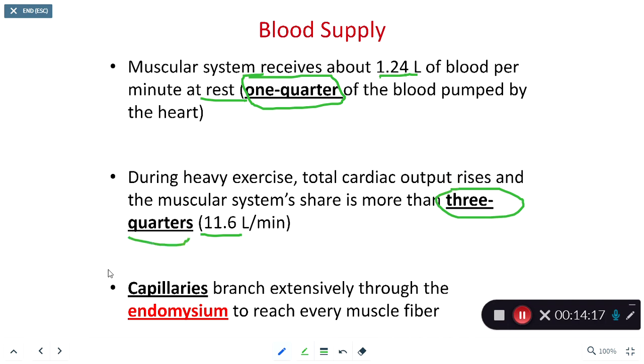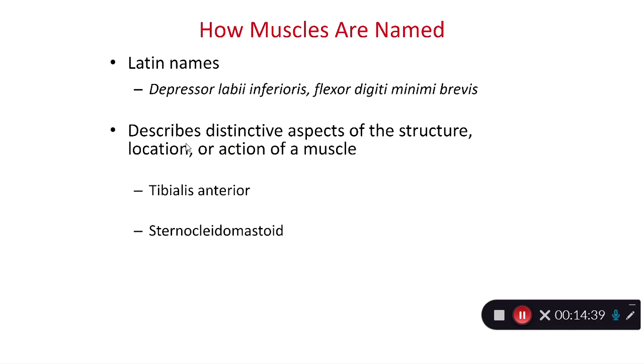As that blood is going to the skeletal muscle tissues, we're going to go from an artery to an arteriole to little tiny blood vessels called capillaries that are then going to branch through the endomysium of the skeletal muscle so that every individual skeletal muscle fiber, also known as skeletal muscle cell, can receive nutrients along the entire length of the skeletal muscle cell.